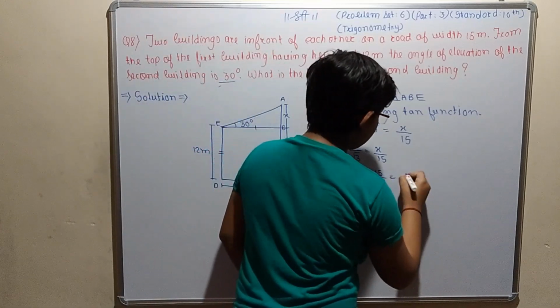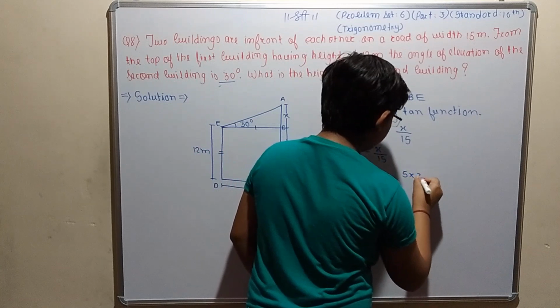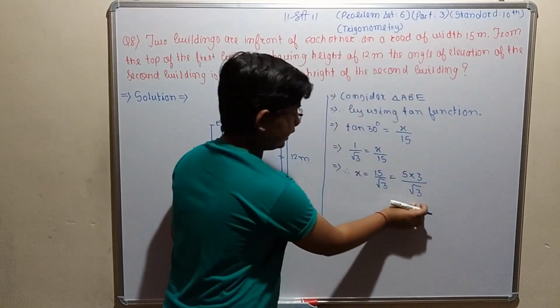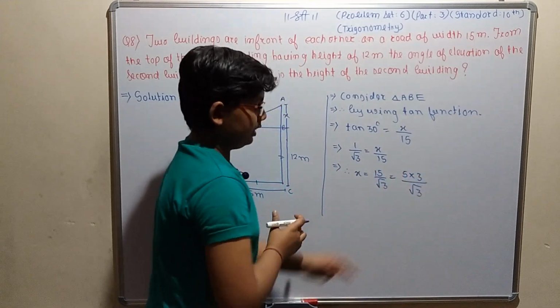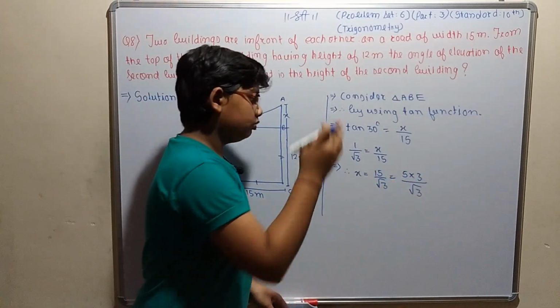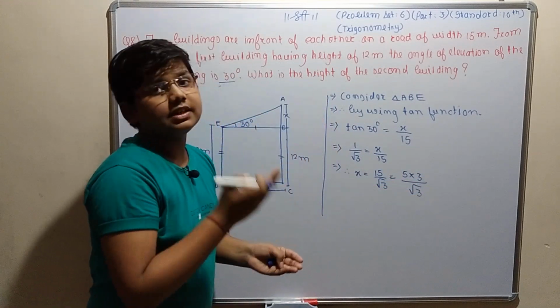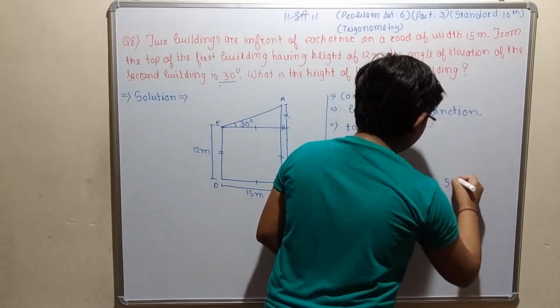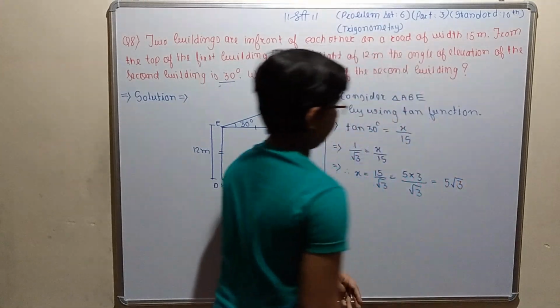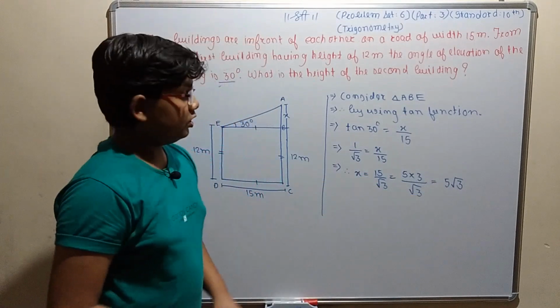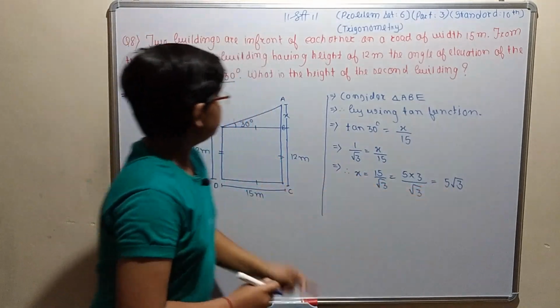15 can be written as 5 into 3 divided by root of 3. Denominator gets common. Now 3 can be written as root of 3 into root of 3. So root of 3 and root of 3 get cancelled. Then what will remain? It will be equal to 5 root 3. So we can say that 15 upon root 3 equals 5 root 3. So we have found the value of x, that is equal to 5 root 3.